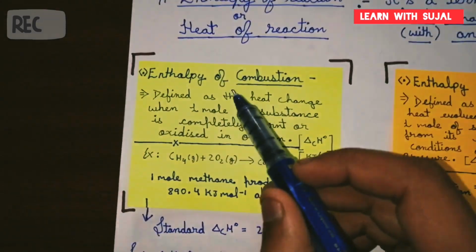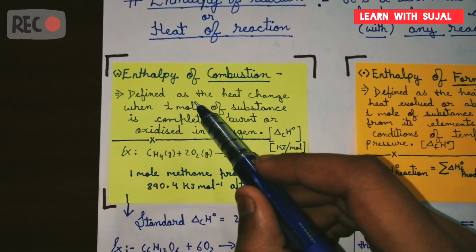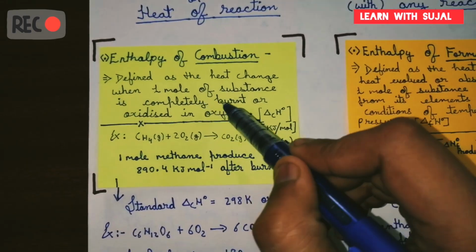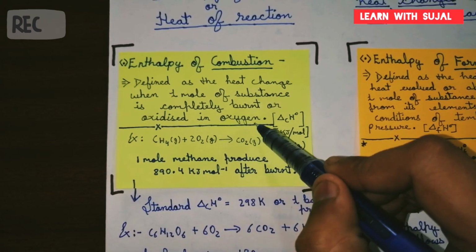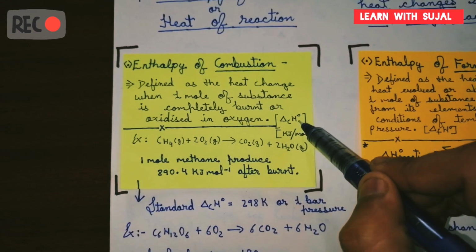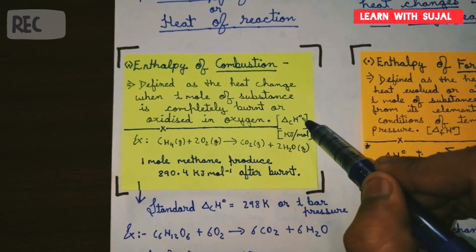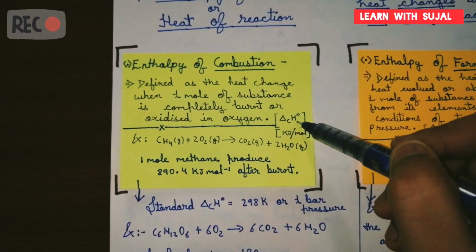First, enthalpy of combustion. Enthalpy of combustion is defined as the heat change when 1 mole of a substance is completely burned or oxidized in oxygen. It is denoted by delta C H, where C stands for combustion and H is enthalpy.